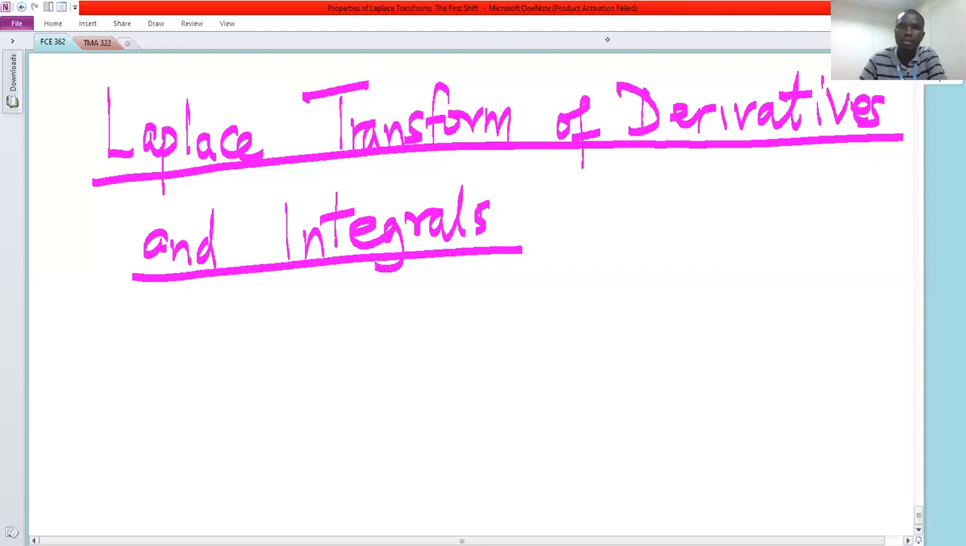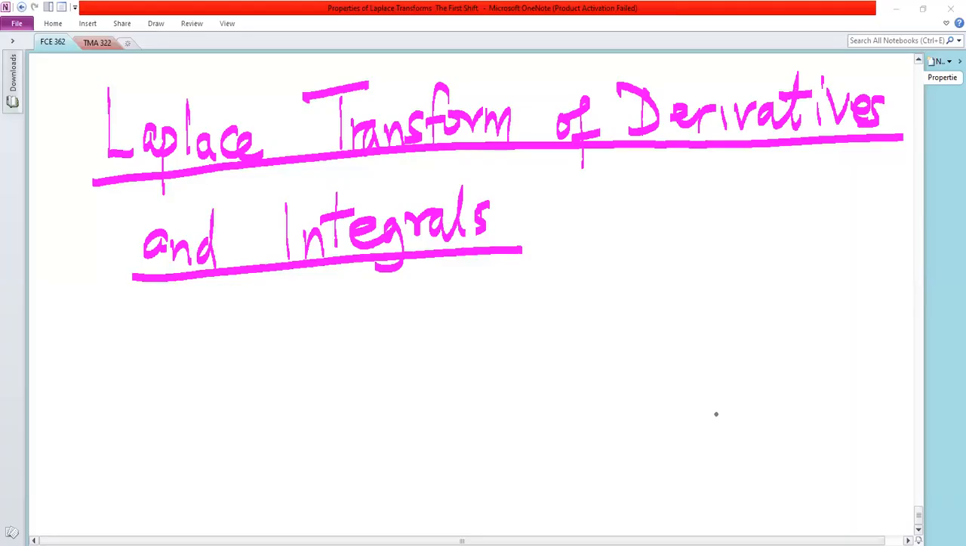Welcome to this session. In this session, we are going to discuss the Laplace transforms of derivatives of functions and integrals of functions. So let's see how that works. The Laplace transform of derivatives and integrals.